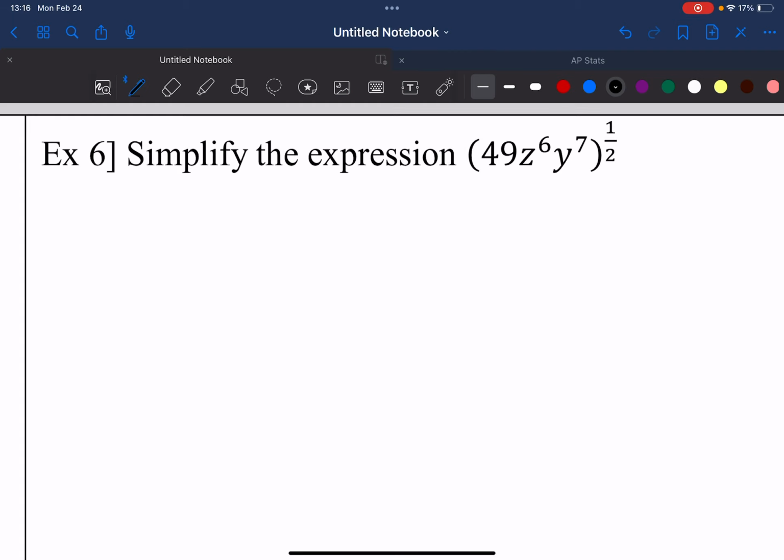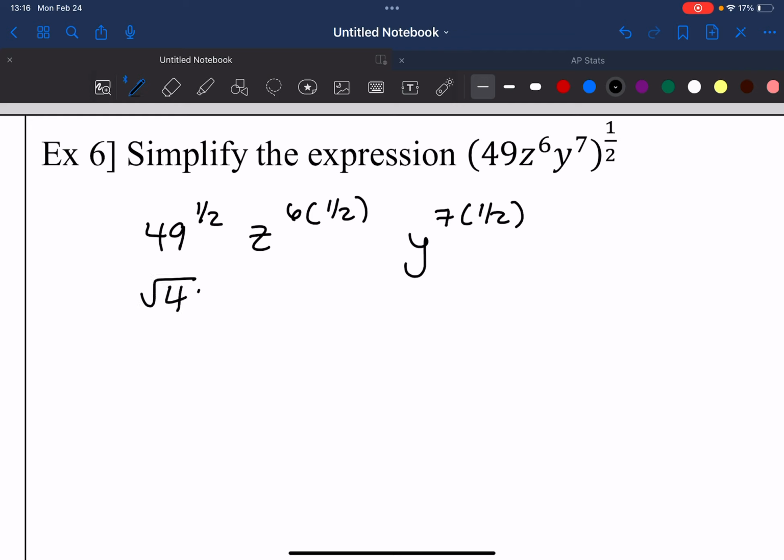Okay, same thing here. I'm going to give that 1/2 power to every single component. So this is 49 to the 1/2 power, z to the 6 times 1/2 power, and y to the 7 times 1/2 power. So this is the same as saying the square root of 49, z to the 3rd power, and y to the 7 over 2. So we know that the square root of 49 is 7.